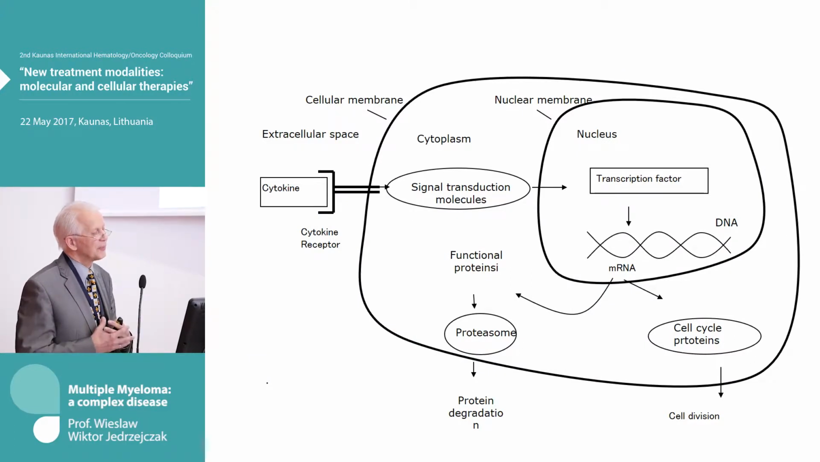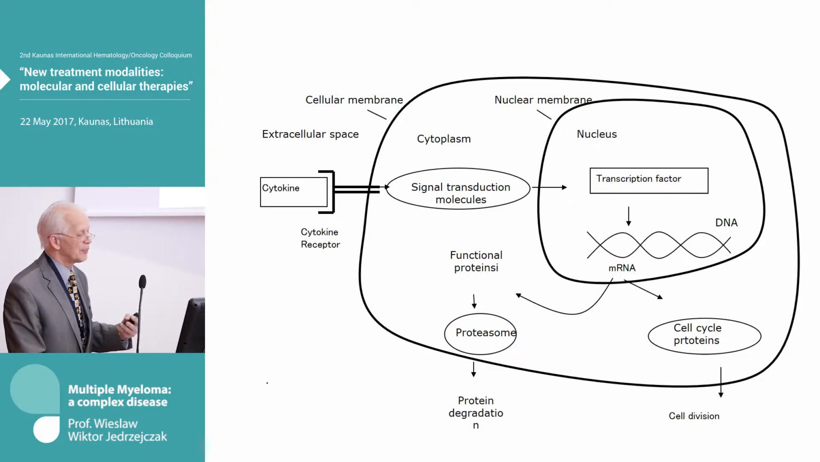Generally, coming back to the explanation of the disease, this is, let's say, a general picture of regulation of cell behavior by the organs. It starts from the cytokine receptor through a signal transduction molecule that transfers information from the activated receptor through the cytoplasm to the cell nucleus, activates a transcription factor, and this, of course, initiates transcription.